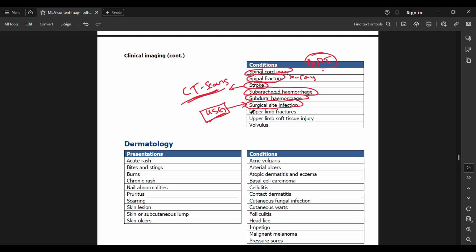Next, you have upper limb fractures. We've already talked about this in trauma, so make sure you know how to identify fractures on an X-ray. Upper limb soft tissue injury, same thing. Next, you have volvulus. In the case of volvulus, make sure you know the findings that you may see on an ultrasound or an X-ray in this case, okay, in the case of volvulus. But they'll give you sufficient background information when it comes to a volvulus, so don't worry about that too much.